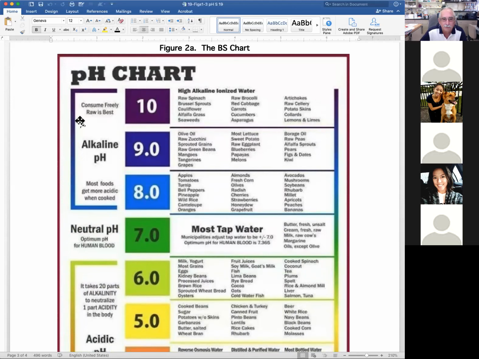So look at this. Consume freely. Raw is best. This is a group of people that have hijacked the concept of pH to dangerously promote their own ideas. They're trying to get people to eat raw food. So anybody know why we cook food?